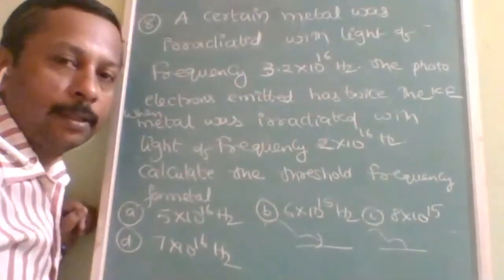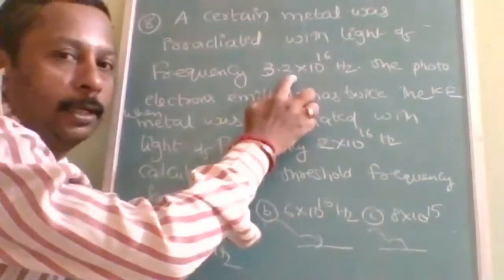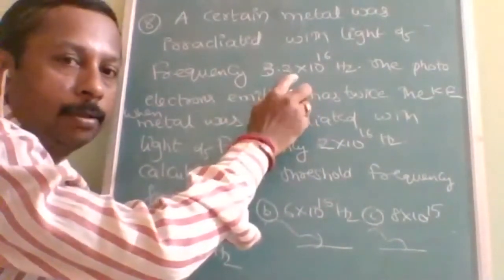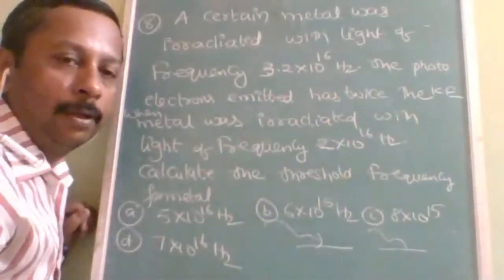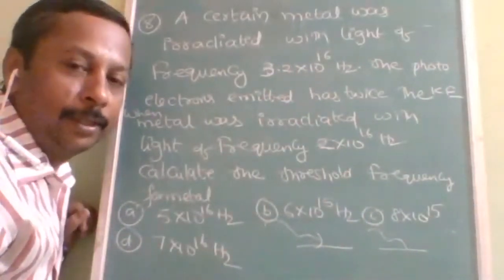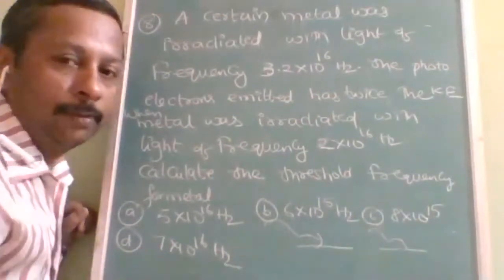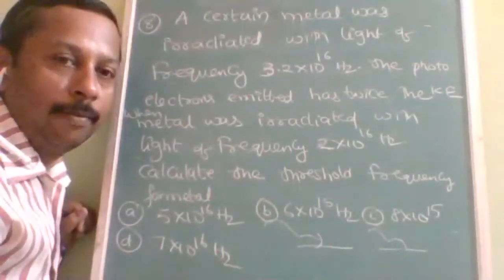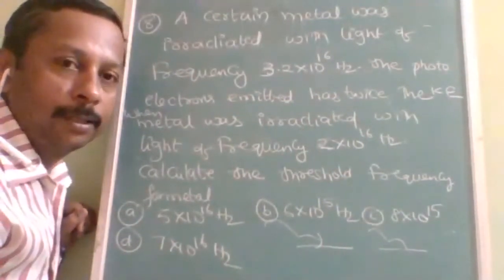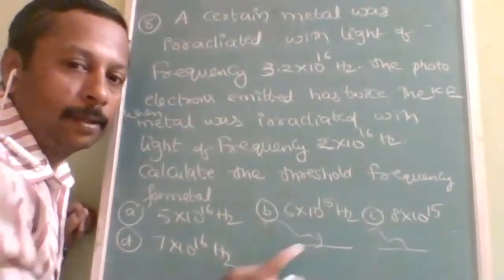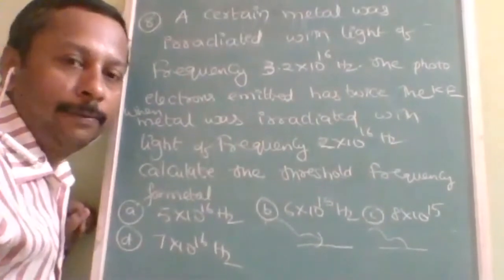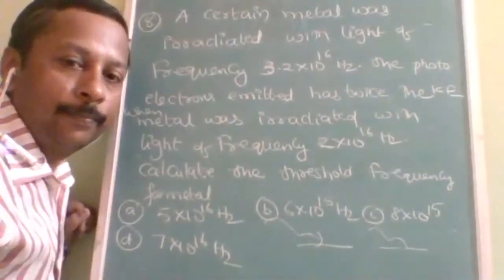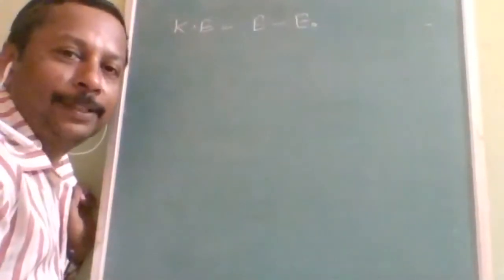The kinetic energy of the electron coming out by this frequency is twice that of this. Now the question is not about that. The question is what is the threshold frequency of this metal? When this is going to be twice purely depends upon the threshold energy of the metal. Will you be able to solve? Let's see. Okay, see my way of simplifying.